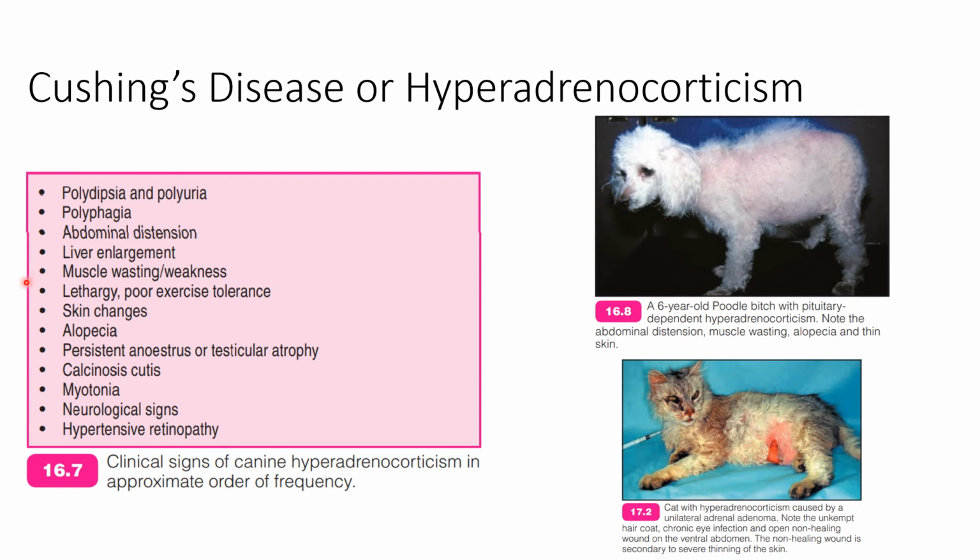Muscle wasting, because muscle is being eaten to produce more glucose through gluconeogenesis. Skin changes, as you see here: alopecia, patsi-patsi ng walang buhok, persistent anestrus, calcinosis cutis, there is parang nagka-calcify na yung mga skin niya, myotonia, neurologic signs, hypertensive retinopathy. Basically, dermatologically there is a problem with cats that are hyperadrenocortical.